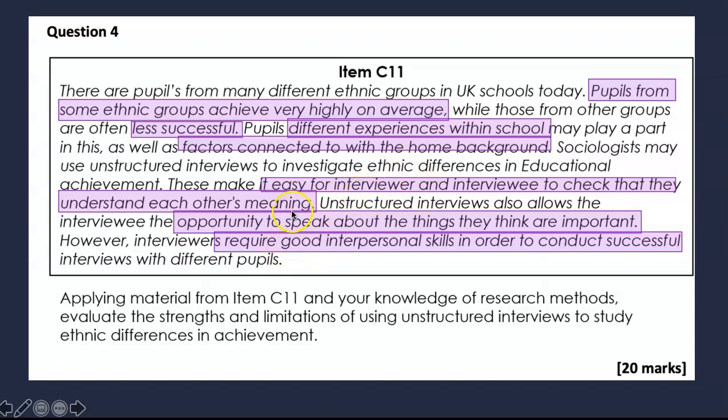Moving on to the method part, it's given you that it's easy for an interviewer and interviewee to check that they understand each other. When I read that, instantly I thought, language barrier. I'm talking about ethnicity. Unstructured interviews are good because I've got that interviewer there to clarify meaning. I'm talking about ethnicity, so different ethnicities might have a language barrier. I've said already about some being working class, so then you can bring in Bernstein, restricted code, etc.